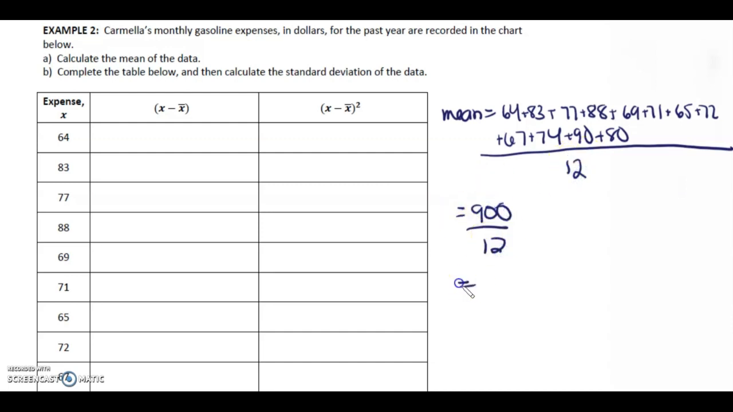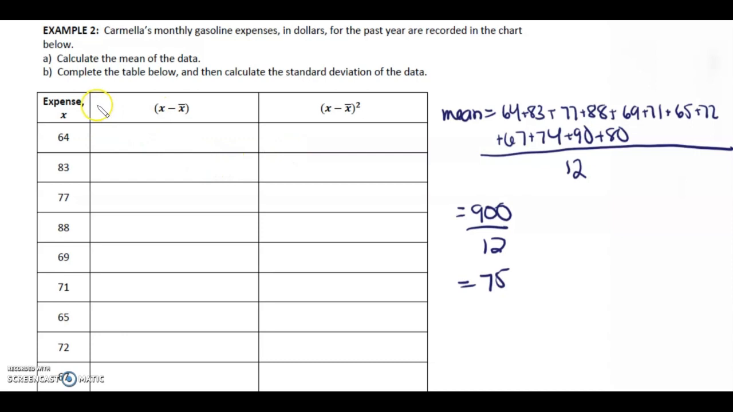And then we divide by 12 because it's the number of data points. And I get 75 is the mean. So the mean amount of money in dollars, so she averages about $75 a month. Now we want to complete the table below and then calculate the standard deviation.